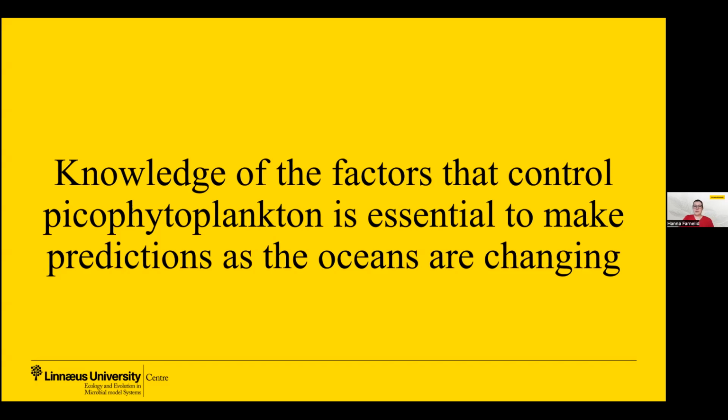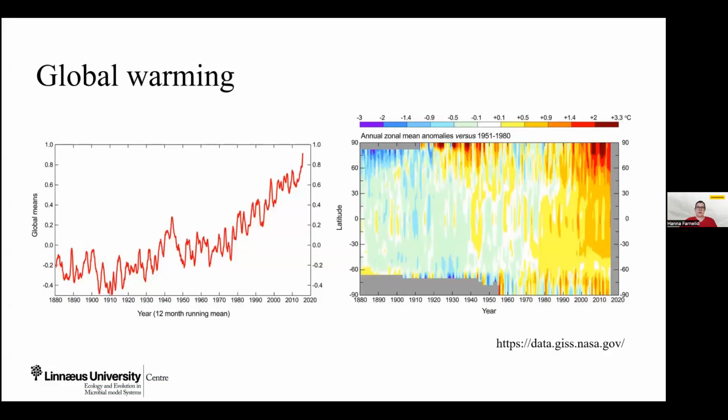But optimally, what we want to be able to do is to make predictions about the future. So what will happen in the future when the oceans are changing? How will food chains be affected? And what will happen to this picophytoplankton fraction? Global warming.